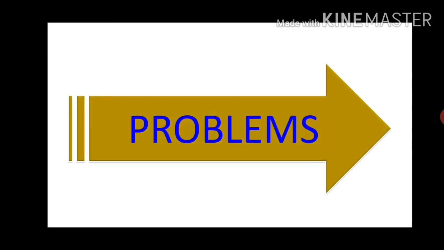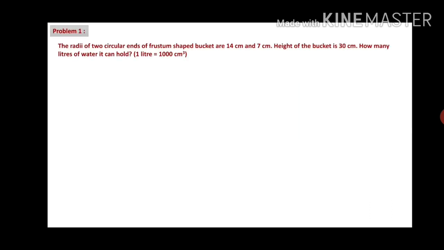Now let us discuss a few problems that are based on the above contents and formulas. Problem 1. The radii of the two circular ends of a frustum-shaped bucket are 14 cm and 7 cm. The height of the bucket is 30 cm. How many liters of water can it hold? Given that 1 liter is equal to 1000 cubic centimeters.